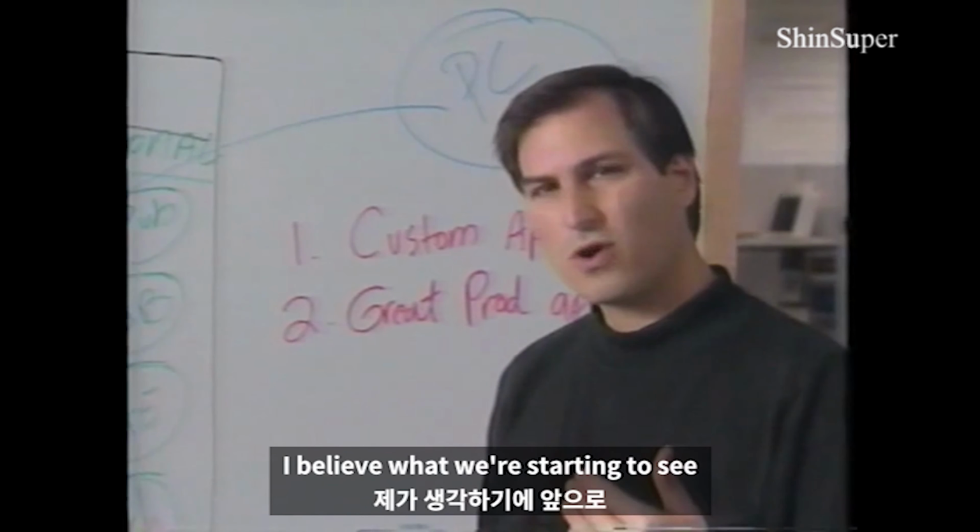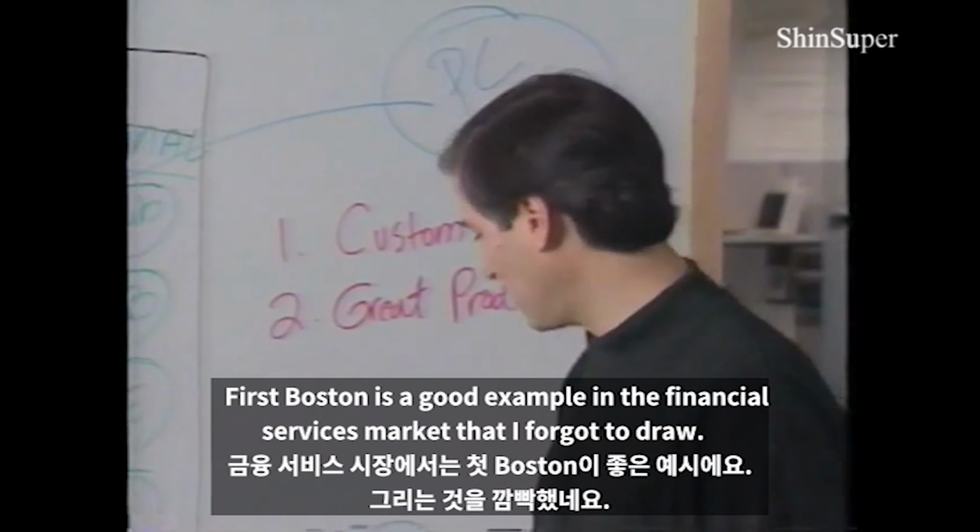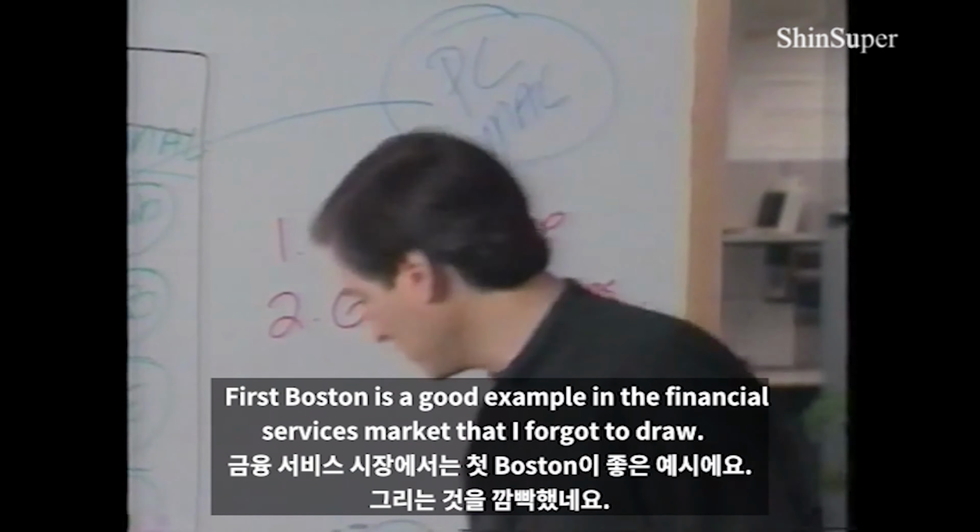I believe what we're starting to see, First Boston is a good example in the financial services market that I forgot to draw, of a company where we sold 40 or 50 computers, primarily for the custom app in one group. Three to four months later, a second group comes back and wants to buy over 1,000 computers for another group that is more concerned now with great productivity apps as the computers start to spread more widely in the organization.